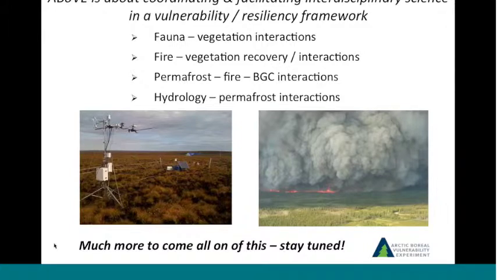Fire and vegetation recovery, what happens after fire and how does that impact carbon cycling and fauna and so on. How does fire interact with permafrost in terms of exacerbating permafrost thaw and the biogeochemistry that takes place with permafrost thaw. And permafrost hydrology interactions, another key area. So really it's all about this interdisciplinary work that'll be key to ABoVE and the success of ABoVE.